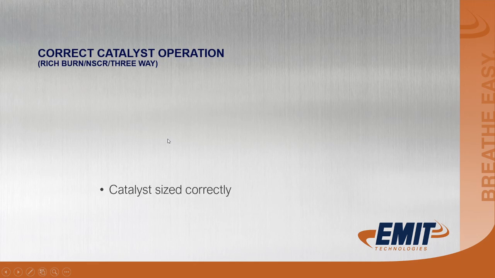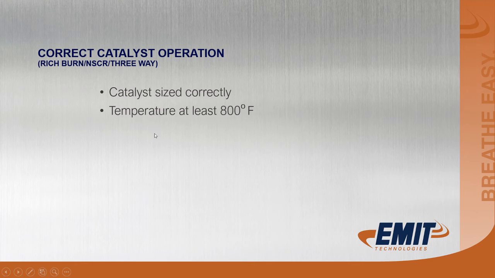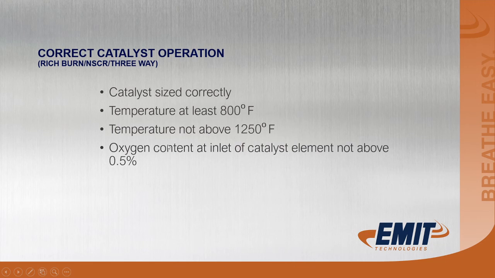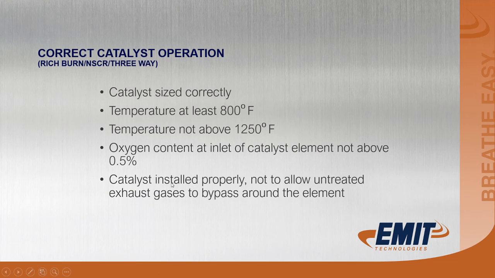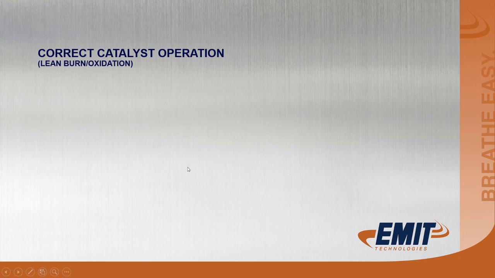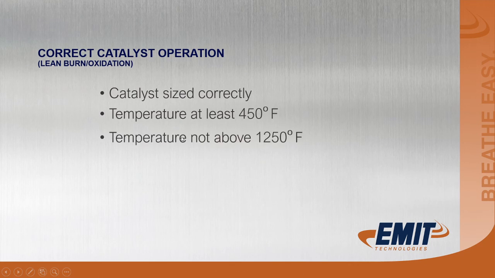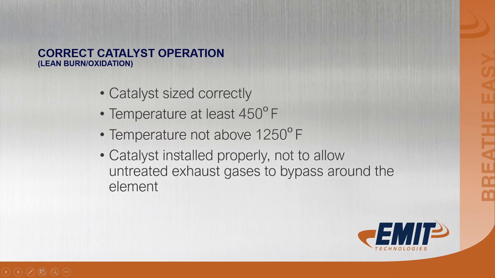For a 3-way rich burn, same thing. Catalyst has to be sized correctly. Temperature has to be 750 to 800 degrees. Temperature not above 1250. Oxygen content not above 0.5% oxygen. Catalyst installed properly, not to allow untreated exhaust gases to bypass around the element. Catalyst element needs to be clean. For a lean burn, very similar, has to be sized correctly. Temperature at least 450. Temperature not above 1250. Catalyst installed properly, not to allow untreated exhaust gases to bypass around the element. Catalyst element clean.